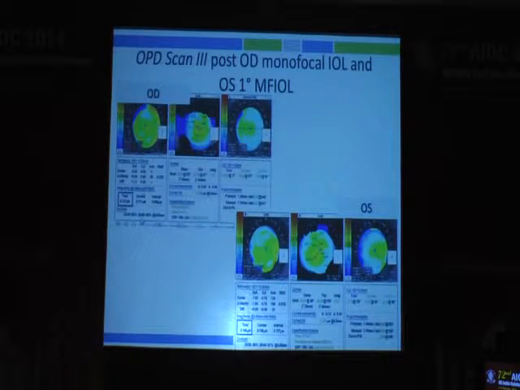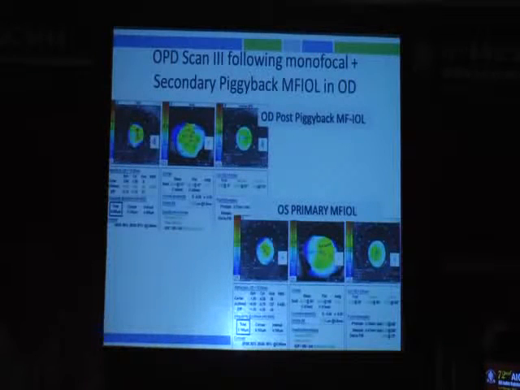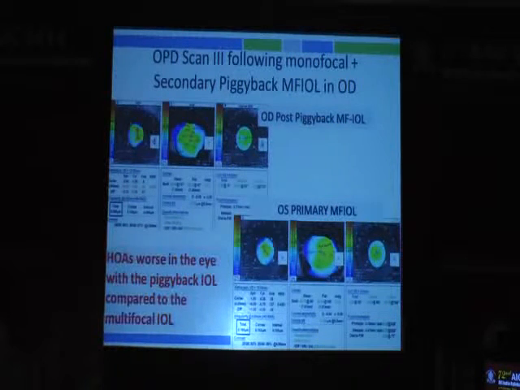So if one can see here, these are the scans of both eyes before the Sulcoflex was implanted. Both right eye and left eye show a comparable amount of total higher order aberrations, and the corneal higher order aberrations also are quite comparable. These are the scans of the patient after the Sulcoflex was implanted in the right eye. If one can notice, the total higher order aberrations in the right eye have increased to 0.396, whereas the corneal aberrations remain the same and comparable in both eyes.